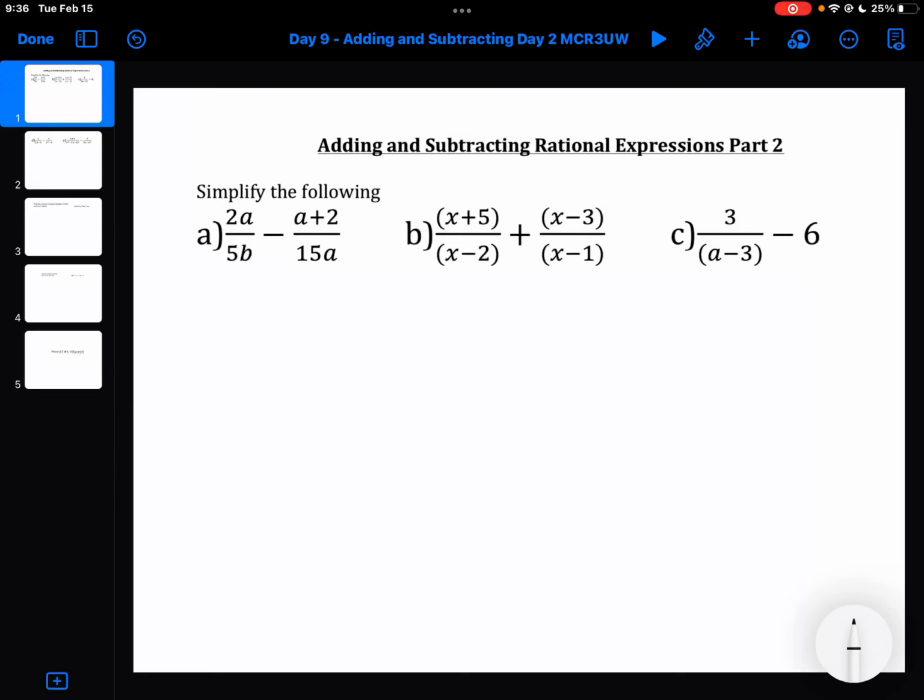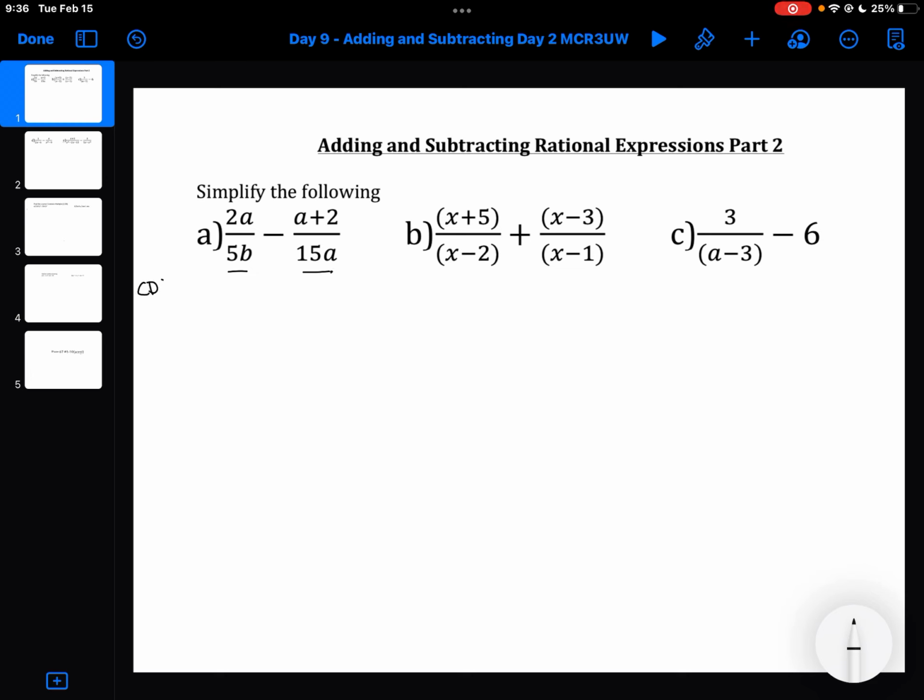This video goes over adding and subtracting rational expressions. Some of our denominators this time around are going to be binomials, so it's a little bit trickier to find the common denominator. So in the first one, I'm looking at my denominators here. I've got 5b and 15a.